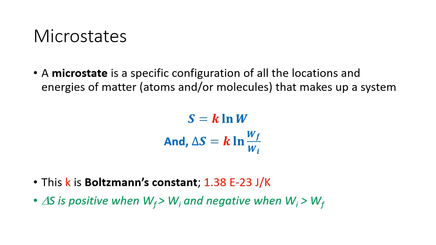Delta S is equal to K times the natural log of the final number of microstates over the initial number of microstates. Therefore, if WF, the final, is greater than the initial, delta S is positive. So if things spread out more and get more chaotic, delta S is positive. If WI is greater than WF, the initial state is more chaotic than the final, then it will be negative. So if you organize a system, delta S is negative, and if you let it go all over the place, delta S is positive. So let's talk this through a little bit further.